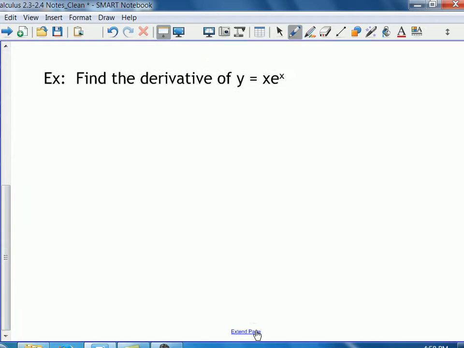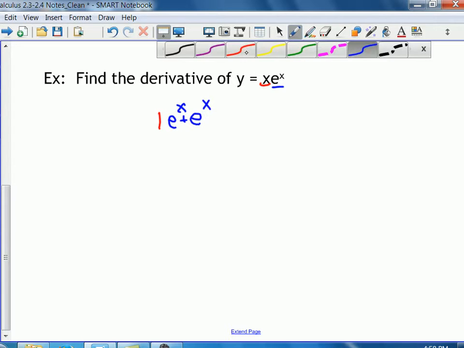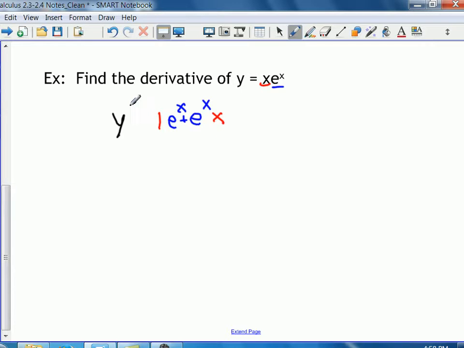This is just a rule for finding the derivative whenever you see a product. Another one. Derivative of the first, which is going to be 1, times the second, which is going to be e to the x, plus derivative of the second, which is e to the x, times the first. That is going to be your y prime.